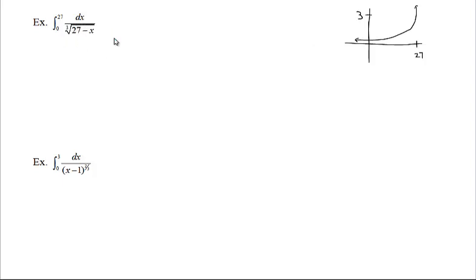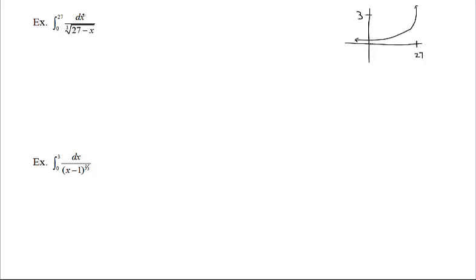For this next example, we're going to use this graph here of the function 1 over the cube root of 27 minus x to get an idea of what we think the answer might be before we actually get to the calculations. So I graphed 1 over the cube root of 27 minus x on the window from -1 to 27, and the y window was 0 to 3, and this is what came up.